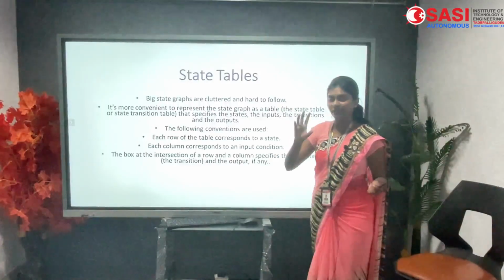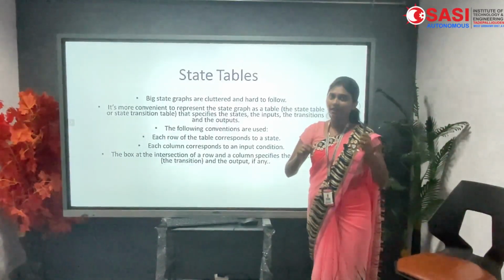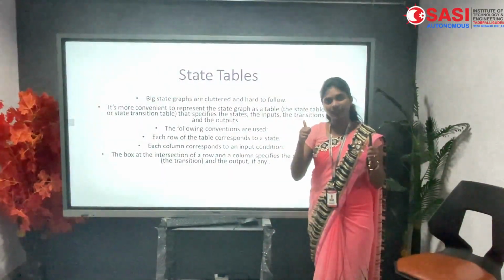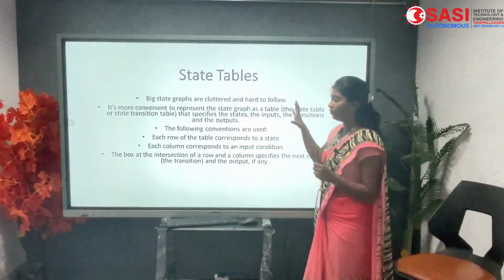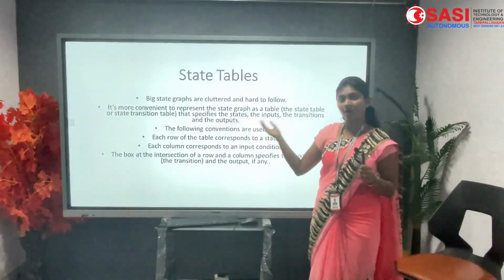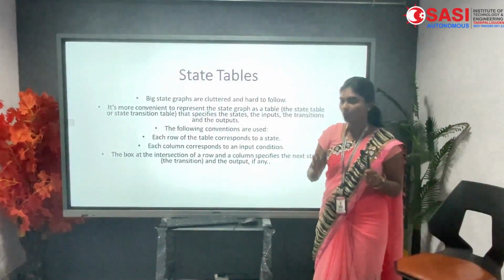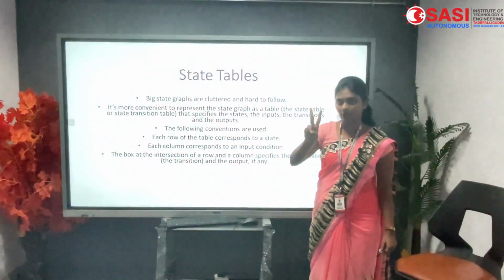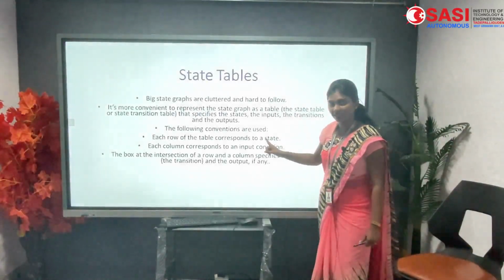Next, if it represents the transition table, it must have two types of data: whether the transition table has an input and whether it has an output. Okay, we have to know that. Next, what are the conventions involved in this state graph? We have to follow these three types. The first type represents one column, one row. One column represents a state.